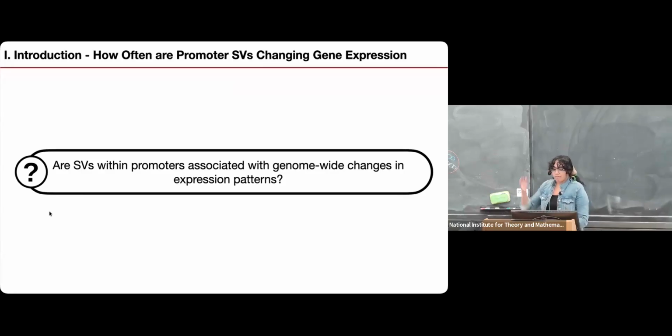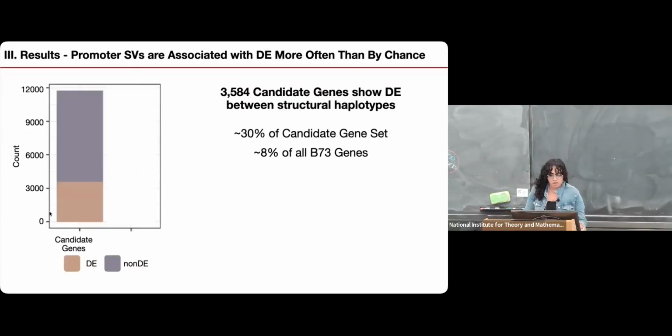Okay, so how often are promoter SVs associated with differential expression? Using our model, we find about 3,500 candidate genes that show differential expression between structural haplotypes. This is about 30% of our candidate gene set and about 8% of all B73 genes, which is pretty substantial.